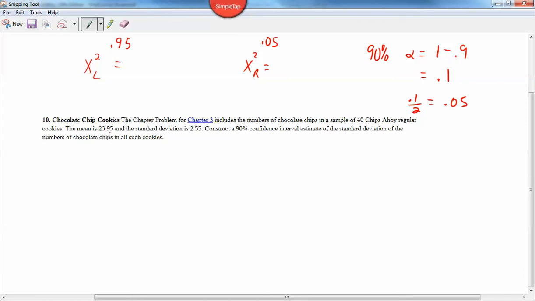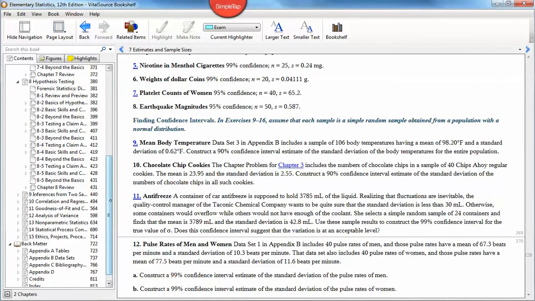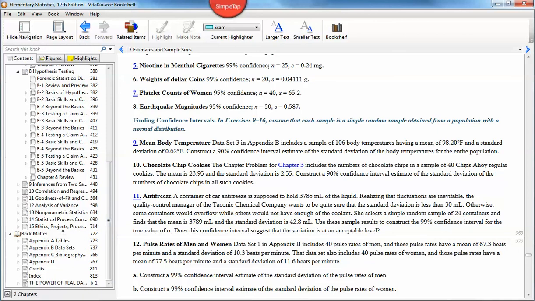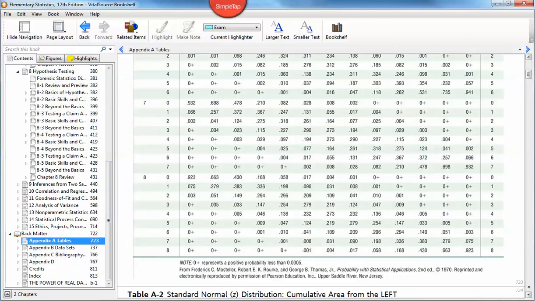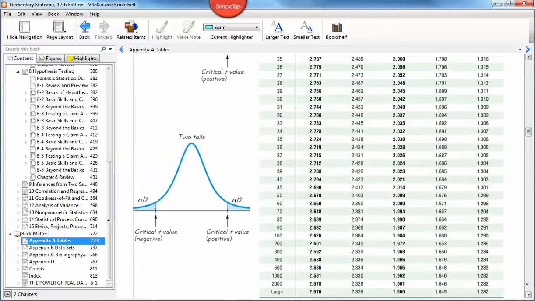Okay, so we're given the mean, we're given the standard deviation. What else do we need? The degrees of freedom. So we have a sample of 40 chips. So we're told n equals 40. That means our degrees of freedom is 39. Okay, so let's go to our table. Depending on the values in the table, we may have to round back up to 40. So our table does go to 39. So that's good.